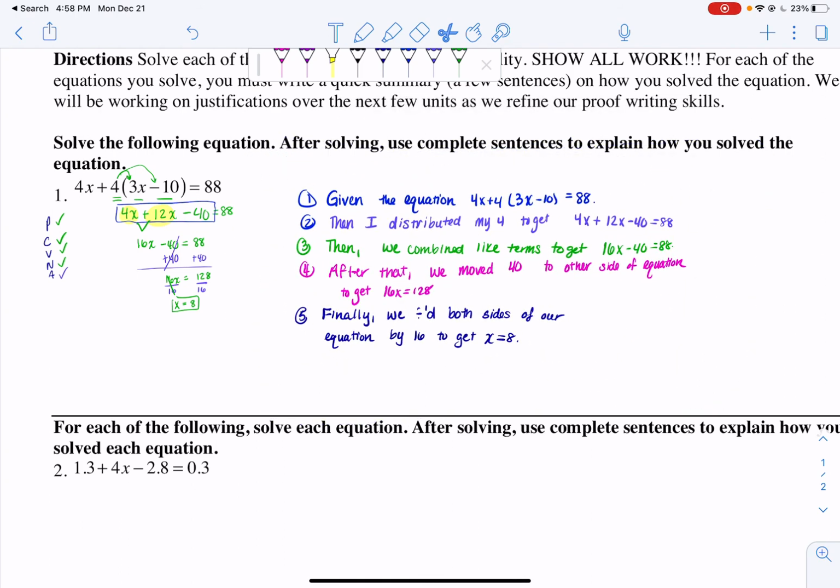So I want to see some sentences. I just want to see your thought process in words. So for instance, if you're distributing, I want you to write down you're distributing. If you're combining like terms, I want you to write down you're combining like terms, and etc. This is basically a paragraph sort of proof if I just didn't number it.